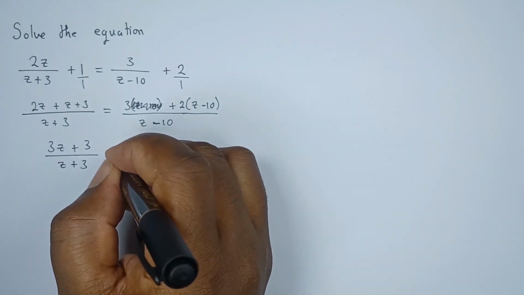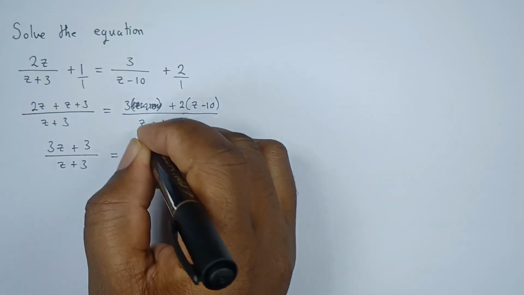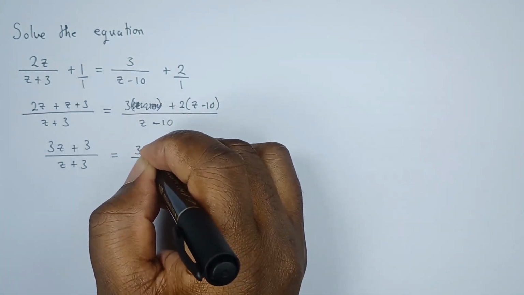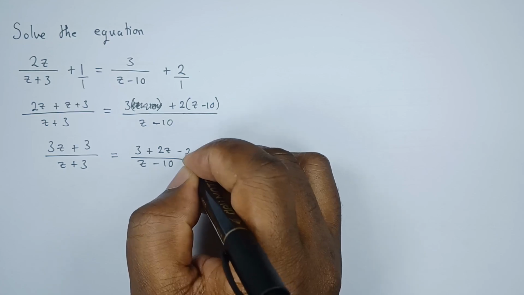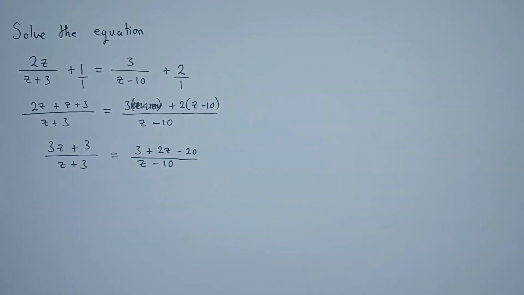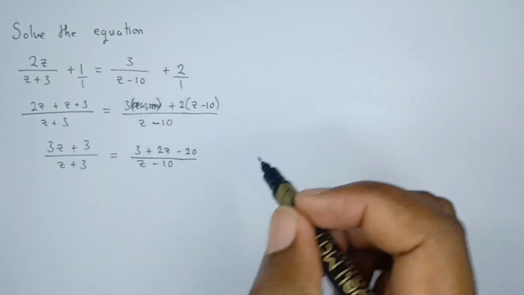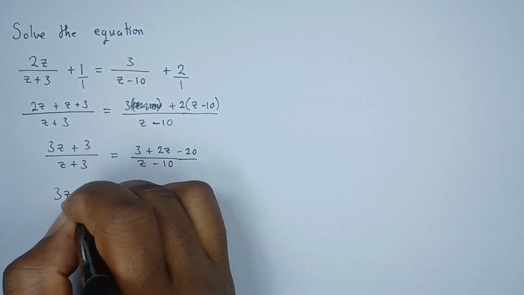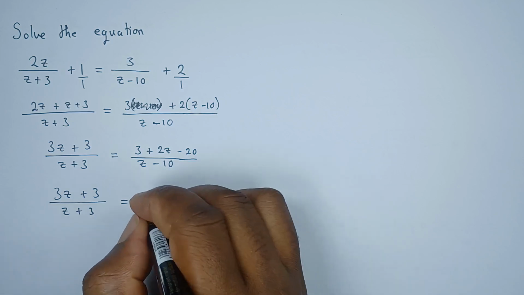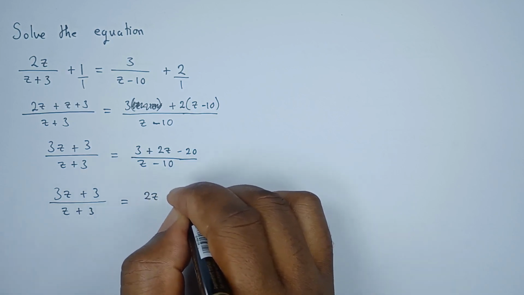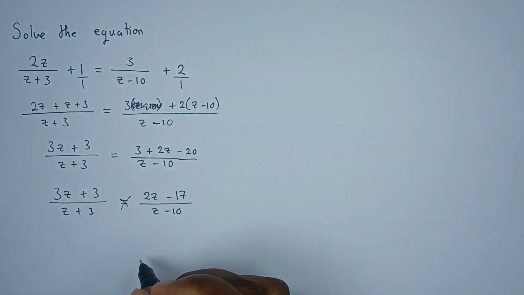Then this is equals to z minus 10. The numerator there, we just have a 3 here, plus 2 times z, that is 2z, 2 times 10, that is 20, like that. So on this side, we can now, first of all, here we still have some like terms to add. So 3z plus 3 divided by z plus 3, this is equals to 2z minus 17 divided by z minus 10. So we can cross multiply now.